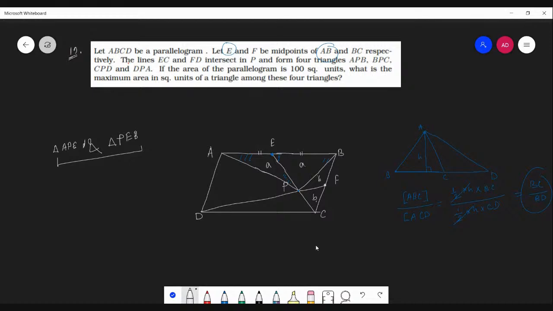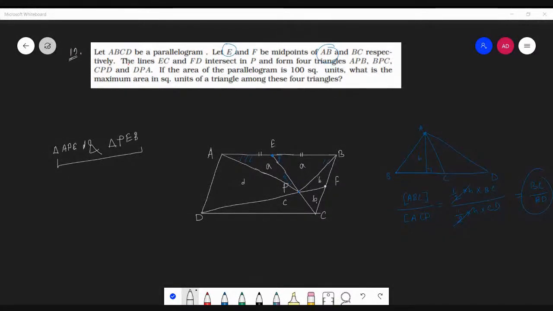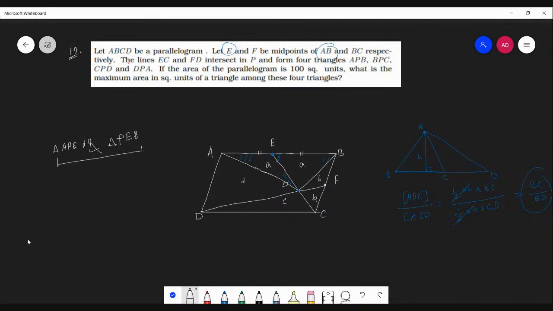And you can take this as C, and you can take this as D. So our goal is to find the maximum of twice A, twice B, C and D.